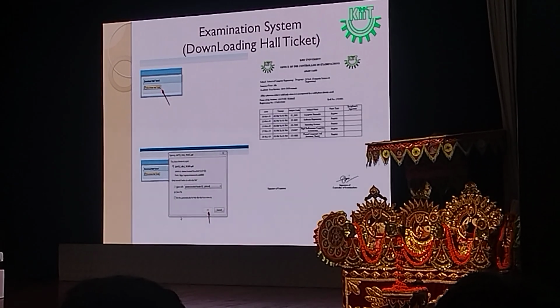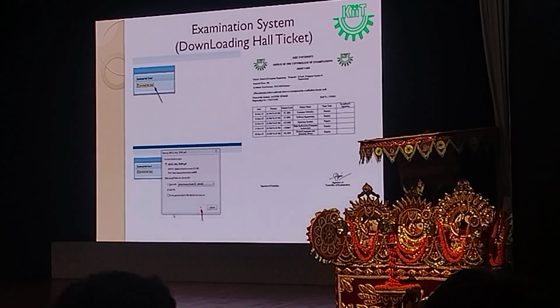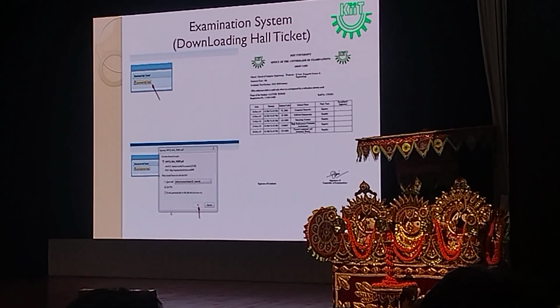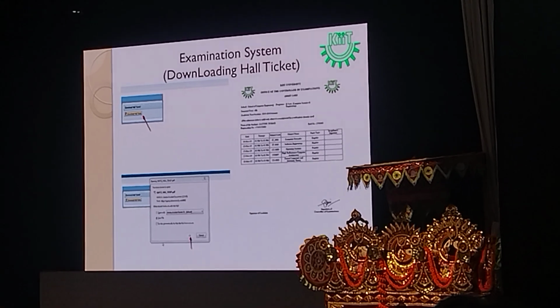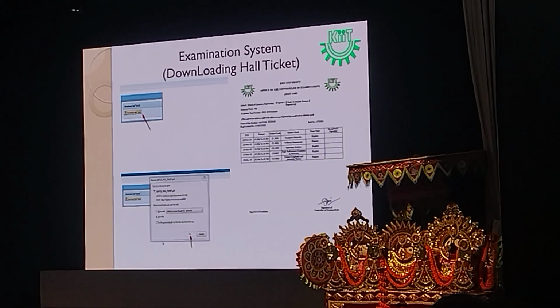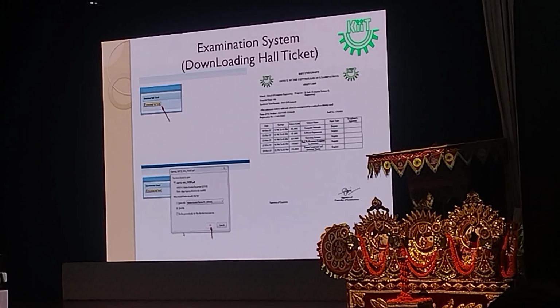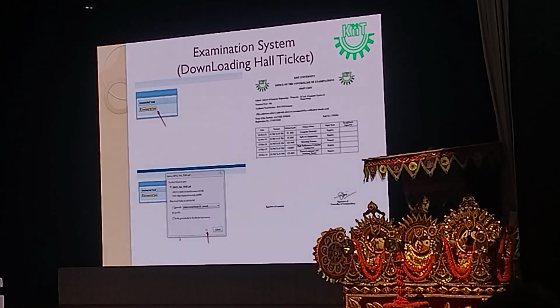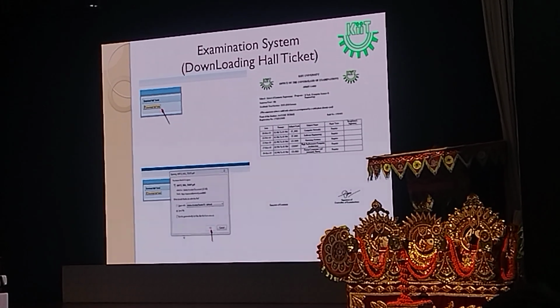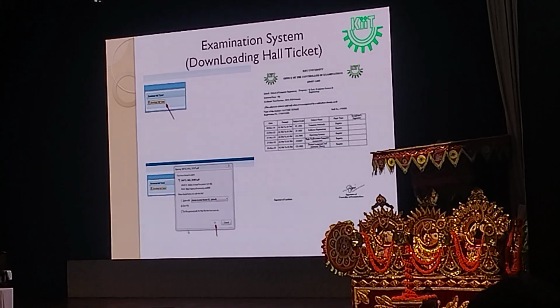The admit card or hall ticket will look like this, where all the subjects you have registered, regular subjects as well as backlog subjects, are listed. If a student has any backlog and has registered for the backlog, the date and time, and the invigilator signature, because you will carry it to the examination hall where the invigilator will sign against the corresponding subject.